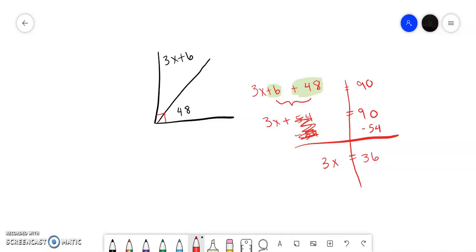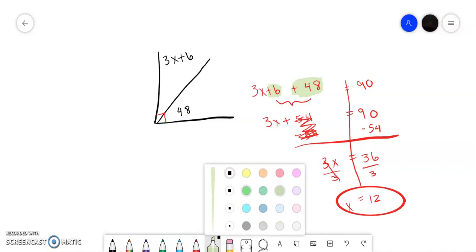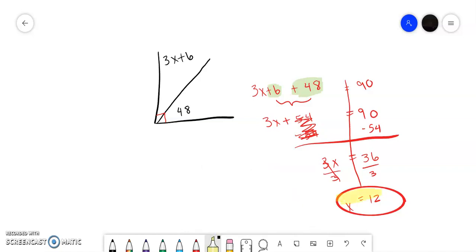The last step, as y'all should know by now, is to divide by 3 on both sides. 3 divided by 3 is 1, so you have 1x left. 36 divided by 3 should give you 12. So for this problem, we got x is equal to 12. Essentially, all we did was add both our expressions together, 3x plus 6 and 48, and set it equal to 90, and we were able to solve for x.